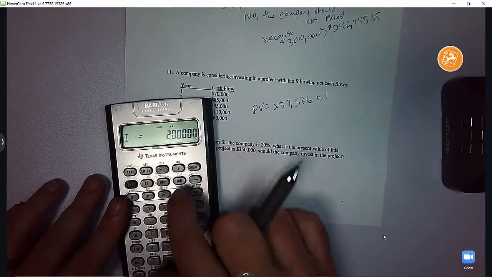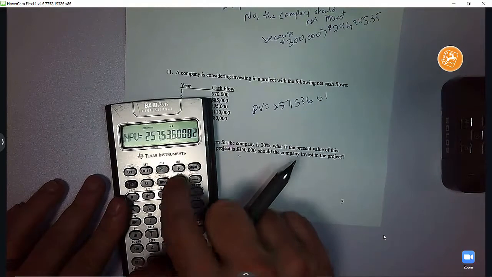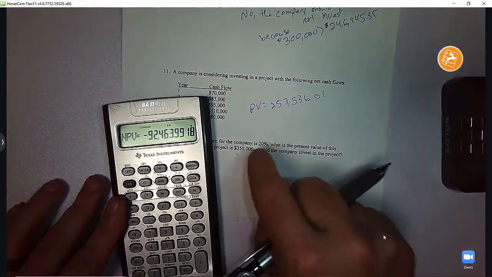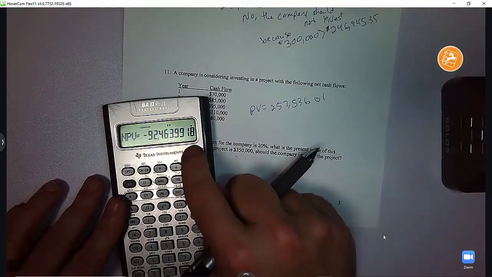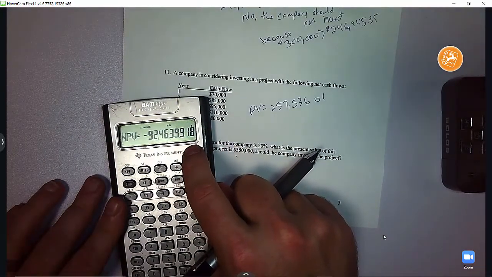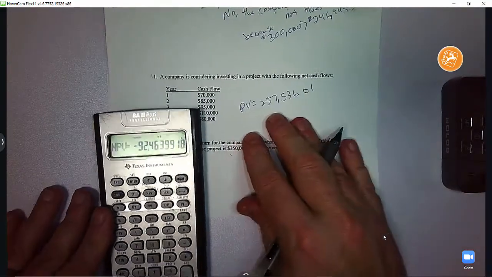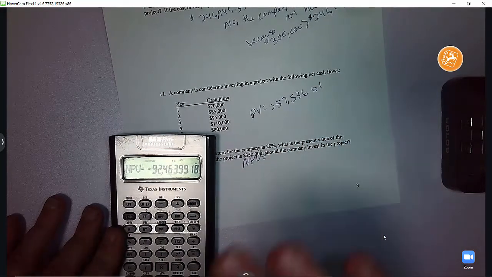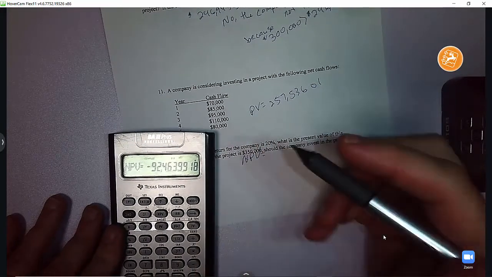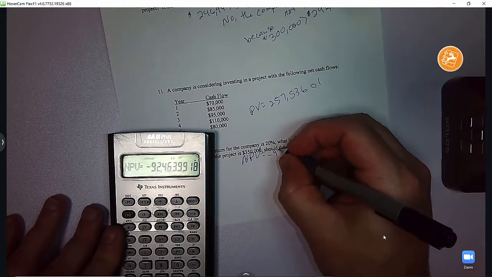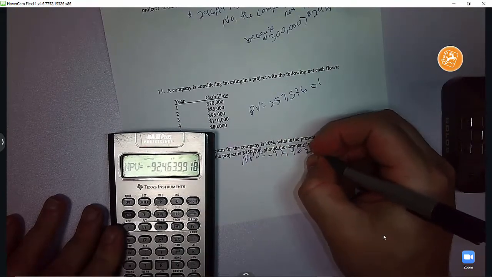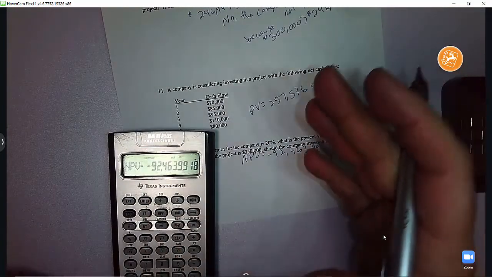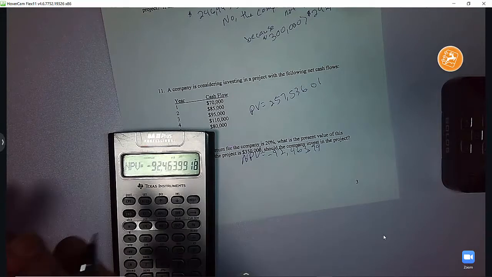I'm going to go back to the NPV function. My interest rate is still 20%, but now I'm going to press compute, and we can see that the net present value, if I invest the $350,000 today, is negative $92,463.99. So the net present value, because the net is including that investment at time 0, is negative $92,463.99.